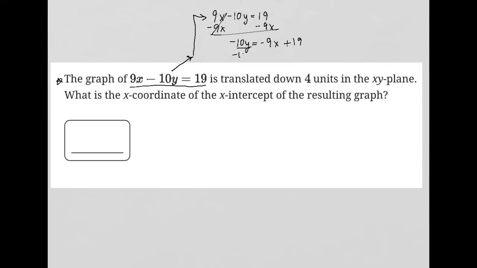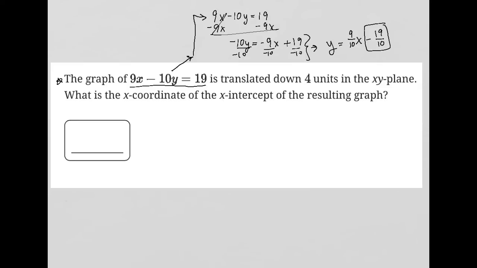I can then divide everything by negative 10, and my equation would therefore be y equals 9/10 x minus 19/10. Now this equation is going to be translated down 4 units. So the slope remains the same, right? So what will change about this will just be our y-intercept, so just this portion here.